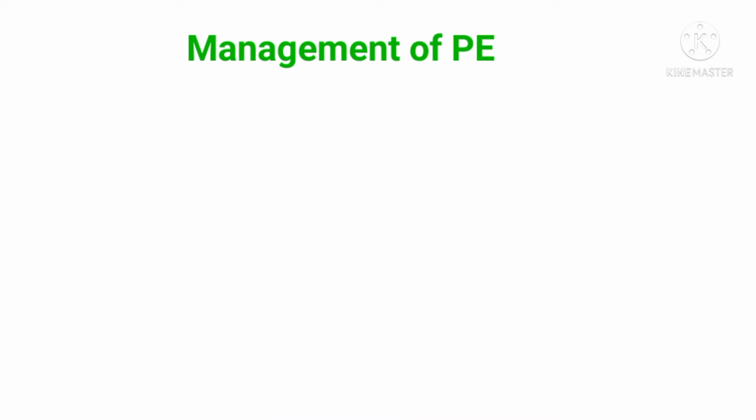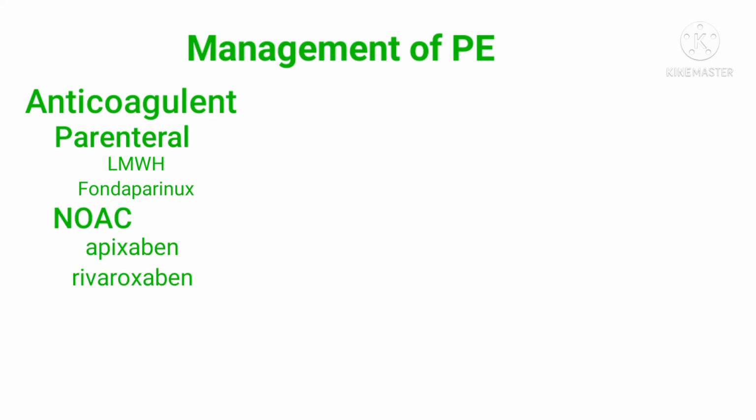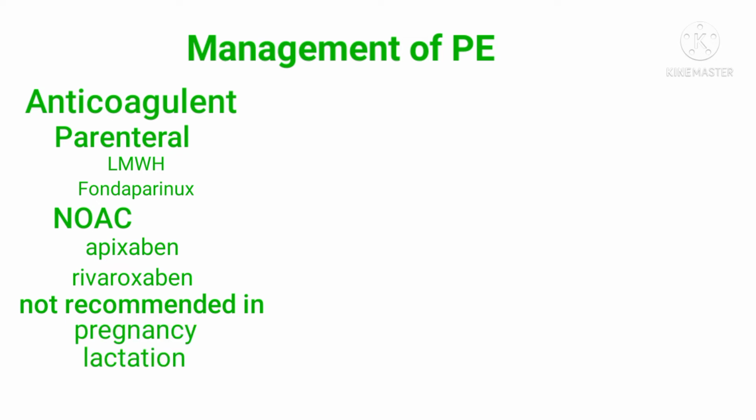Pulmonary embolism is usually treated with parenteral anticoagulants such as low molecular weight heparin or fondaparinux. Oral anticoagulants are sometimes used if it is suitable. There are some conditions where novel anticoagulants are not recommended, such as pregnancy, lactation, or severe renal impairment.